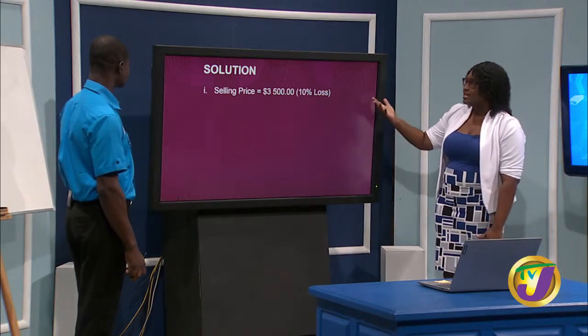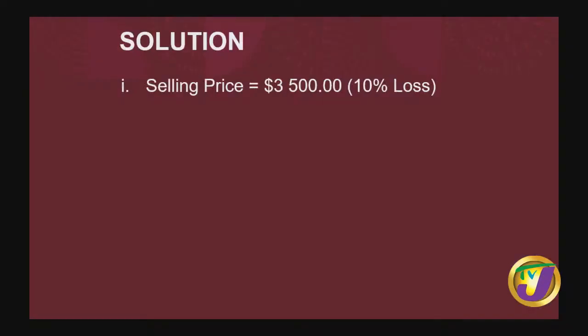So again, selling price $3,500, inclusive of a 10% loss. 90% is $3,500. And again, we now need to find out what 1% is. Now, I have a solution here, but how did we get to this 1%? If in the previous example we divided our selling price by 120%, we'd do the same procedure here. So we're going to divide our selling price by 90%.